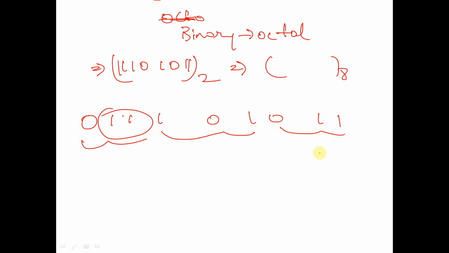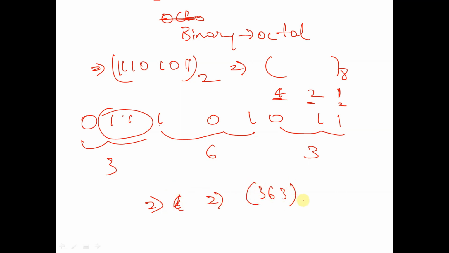So the equivalent of 011 is equal to 3. If you are not comfortable writing the equivalent directly, then take the help of this 4 2 1 code. So the equivalent of 011 is equal to 3, and the equivalent of 101 is equal to 5, and this is equal to 3. So the equivalent of 11101011 to the base 2 is equal to 353 to the base 8. So this is how we convert a binary number to an octal number.